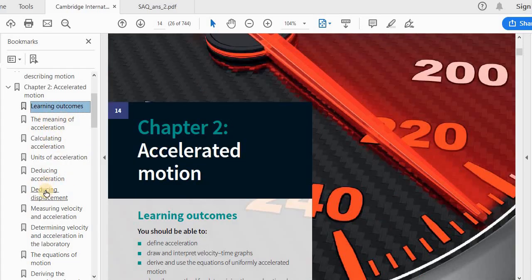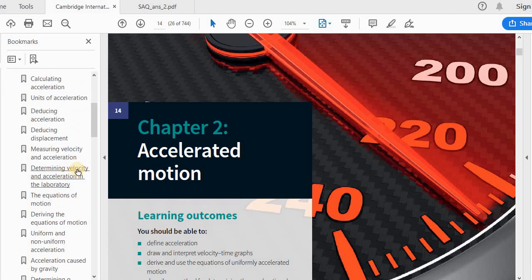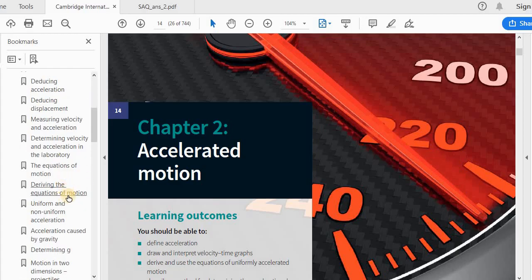Alright, so over here you will learn deducing displacement, deducing acceleration. I told you the gradient and the area under the curve will give you the acceleration and the displacement respectively from a velocity time graph. And then determining velocity and acceleration in the equations of motion, deriving the equations of motion. Now you should know how to derive those 4 equations.